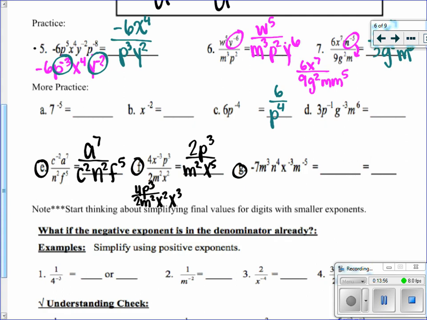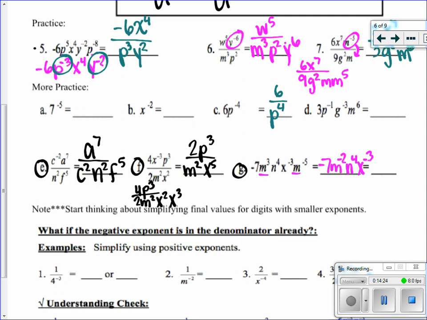So on this one, for me, I would want to combine these two first. Make that just one variable of n. So negative 7, n to the negative 2, n to the 4th, and x to the negative 3rd. Because sometimes they combine to give you a negative exponent, but sometimes they combine and give you a positive exponent, which is less work for you.